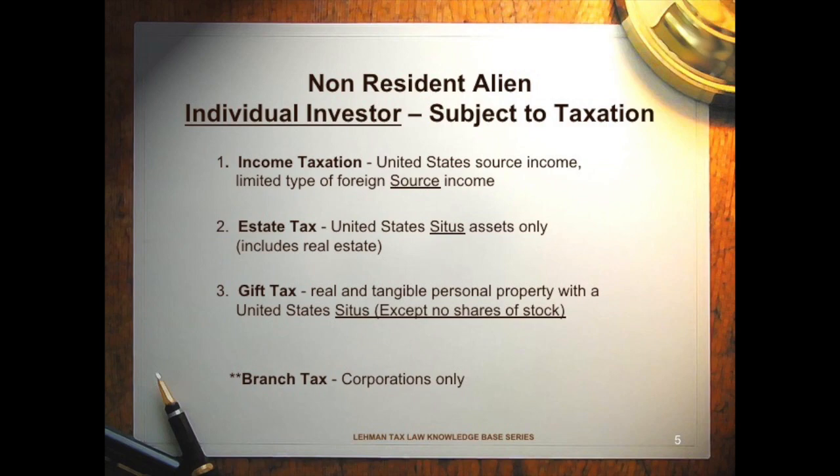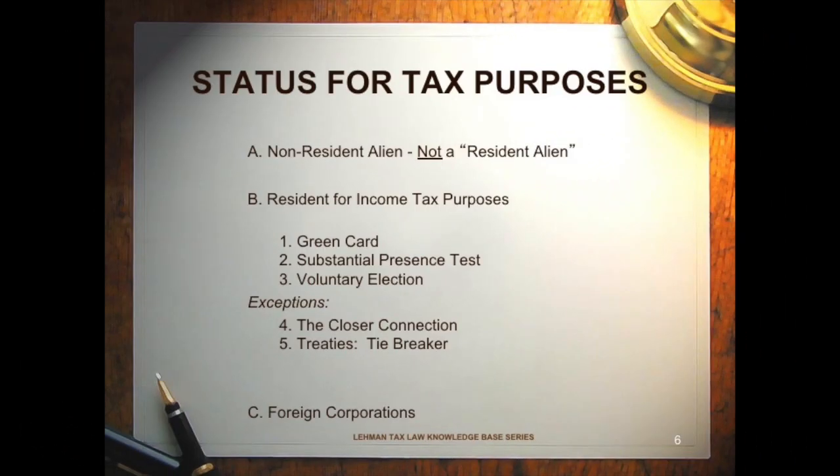So, how do we determine the difference between a non-resident alien and a resident alien? I mean, they both look the same, and the determination is based upon what special status an individual may have, and how long an individual may stay here in the United States.